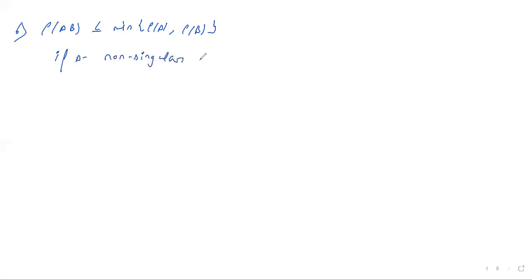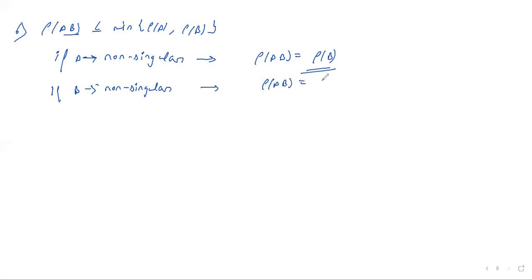Okay. So my next property, the sixth property, is that the rank of AB is less than or equal to the minimum of rank of A and rank of B. Now, let's consider that if A is non-singular, in the matrix multiplication AB, then the rank of AB is equal to rank of B. And if B is non-singular, then the rank of AB is equal to rank of A.